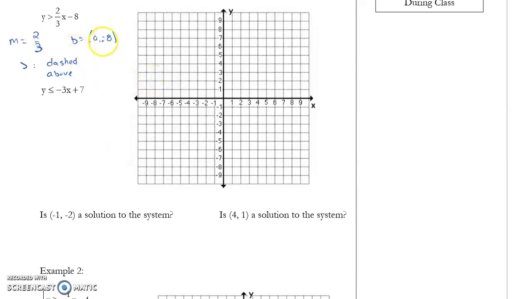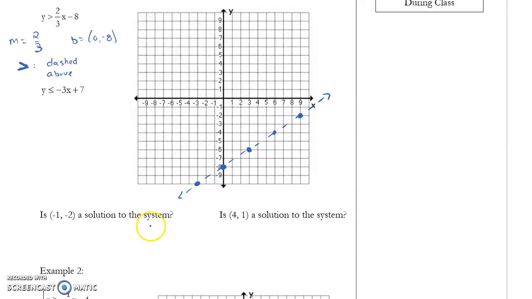So when I graph this, (0, -8) is where I begin. +2 over +3: +2 in my numerator is up, +3 in my denominator is right, up and right, up and right. But I can also go backwards, down, left, down, left, down, left. I can go down and left 3 as well. Now, it is a greater than symbol, so that is a dashed line, and I'm going through here with my straight edge and graphing a dashed line. And generally I'm going to shade above.